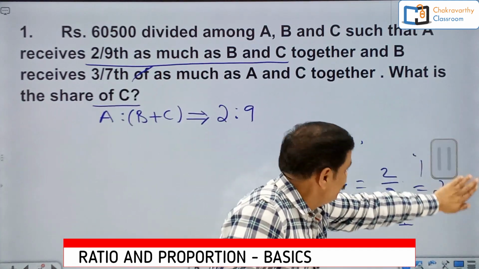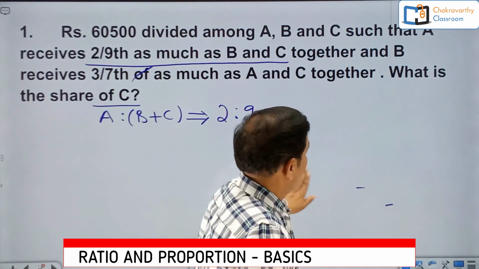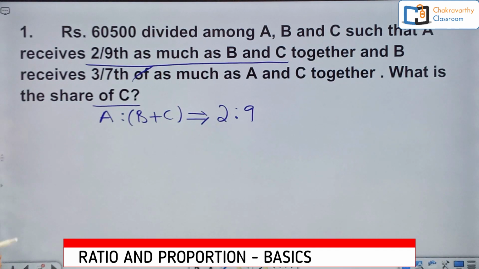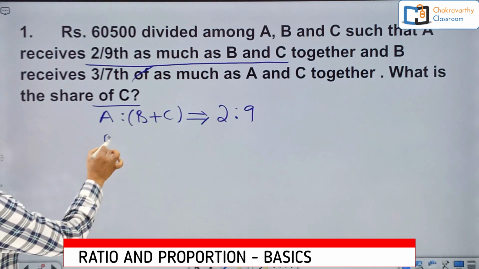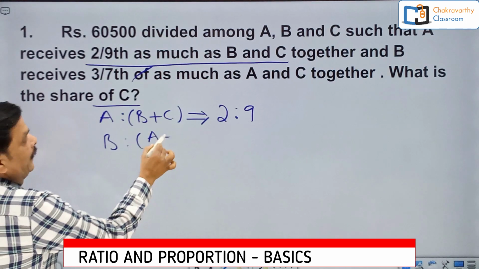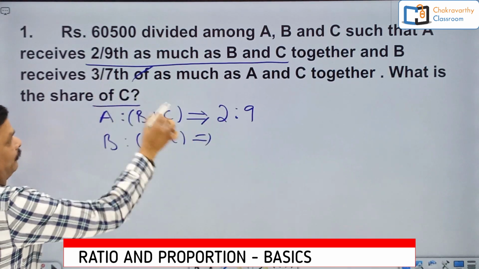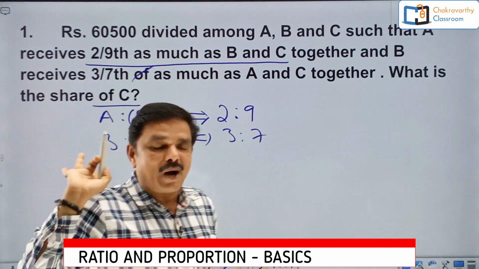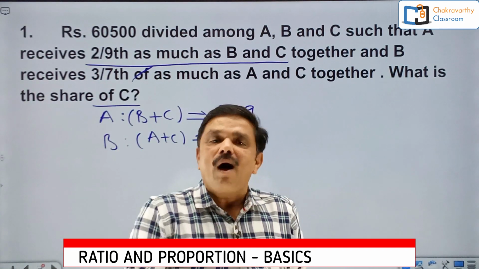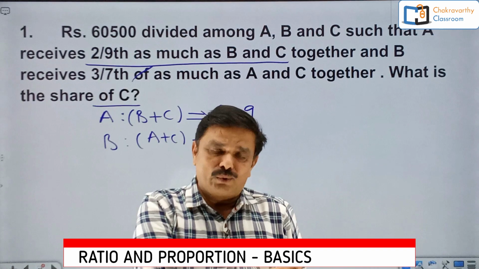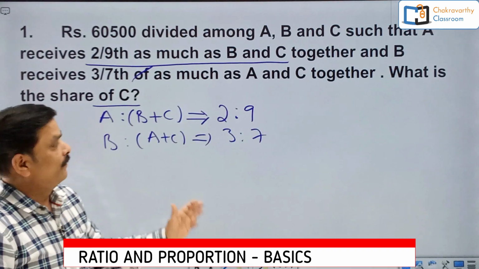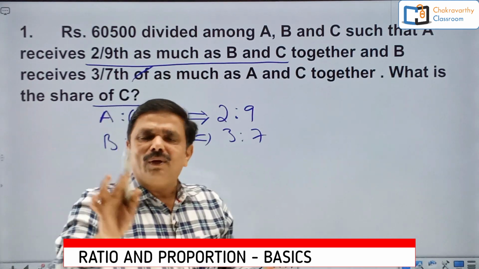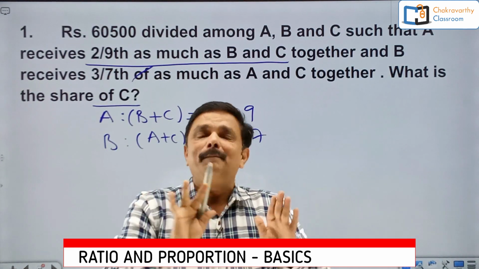Okay, now similarly the comparison between two more things. What is that one? B gets 3/7 as much as A and C together. That means B is to A plus C. Now you can tell it directly, that is 3:7. I hope this is clear. Up to this extent it is clear. How much time would it take for you students to do up to this one? Not even 10 to 15 seconds. Of course you can do this one in your mind only. There is no need to write anything on the paper.